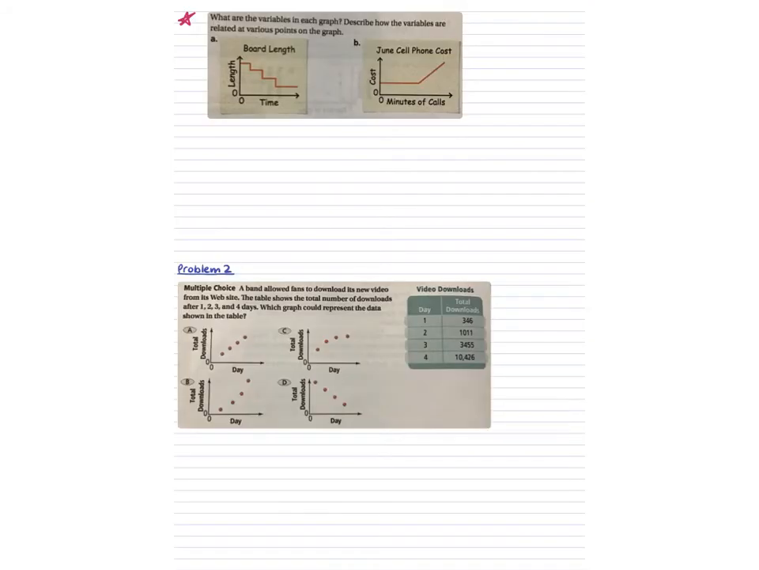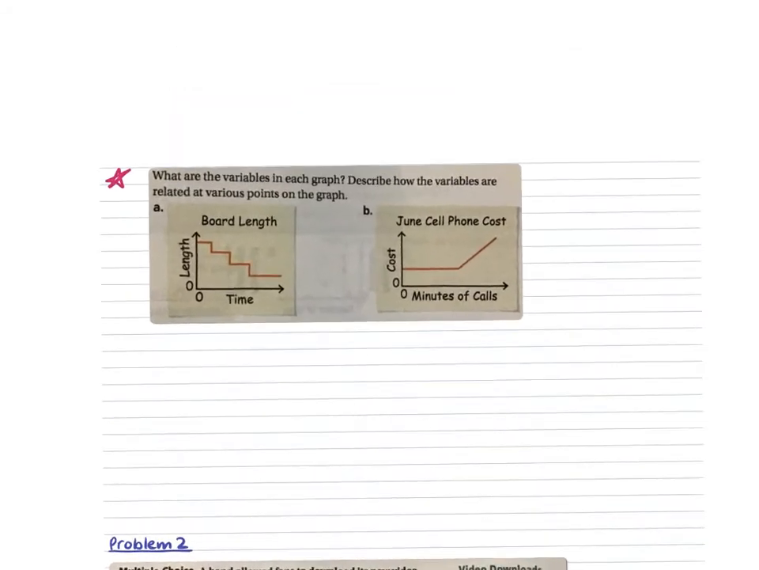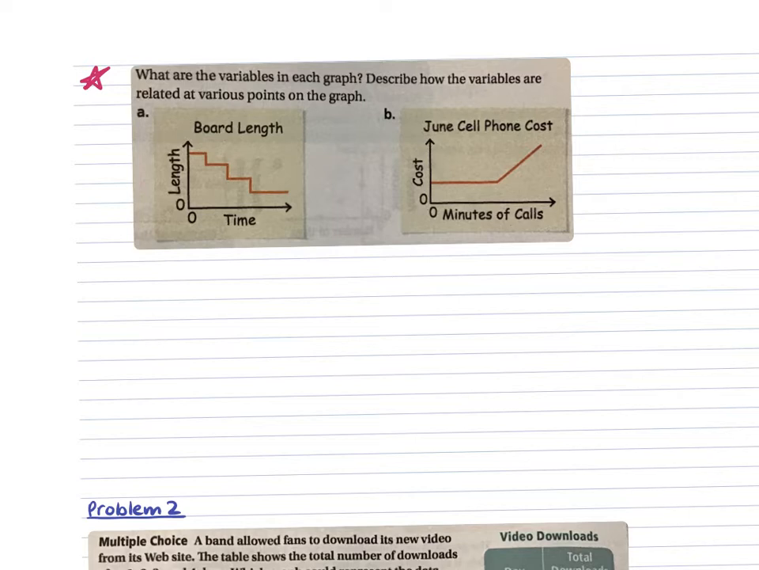Okay, next page. Look at this here. This is when you're going to think through A and B. What are the variables in each graph? So write the variables and then describe how the variables are related at the various points on the graph. So each time the shape of the graph changes, say what's going to happen there. This title says board length. This is the length of a board. And then this is June's cell phone cost. This is cost and the minutes of the call. So think through this just like we just did the last one. Press pause and then check back for the solution.